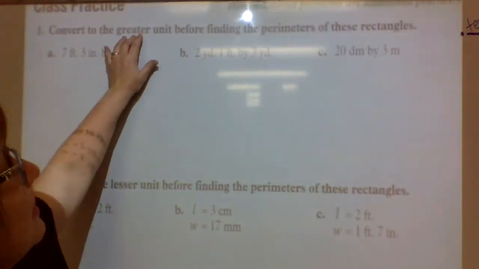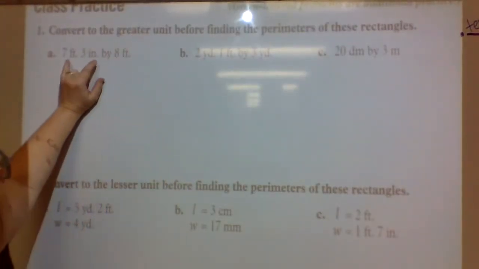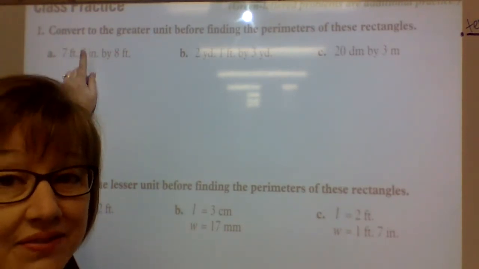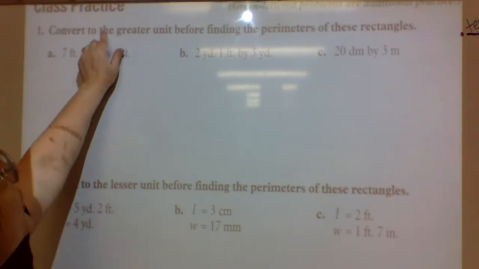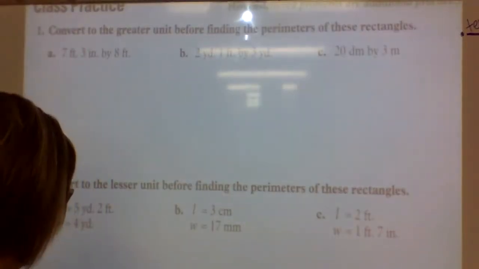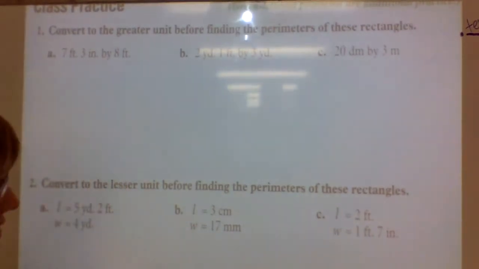So the greater unit, what would be the greater unit? Feet or inches there? Feet. So they want us to convert to the greater unit before finding the perimeters of these rectangles. Okay, so we want to, let's see, can you see that okay? Let me zoom in a little bit.